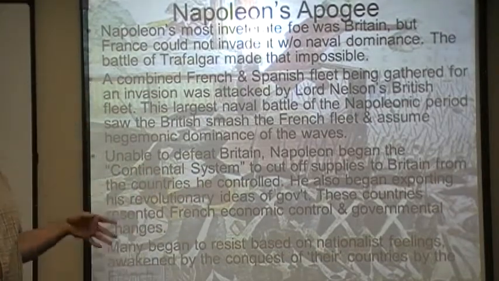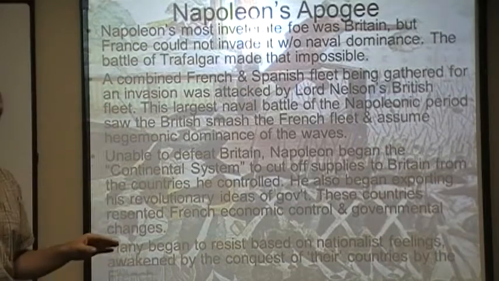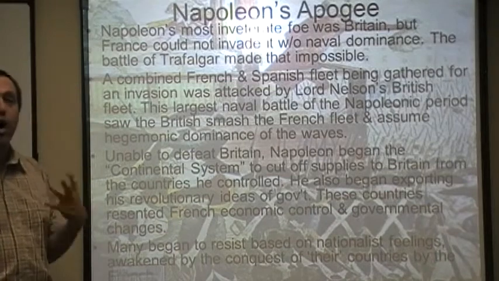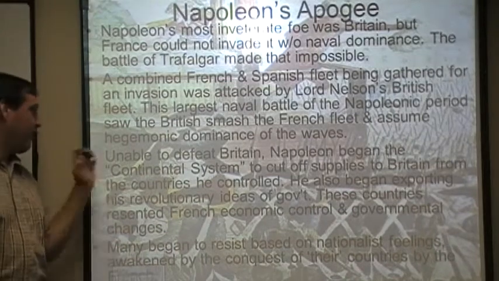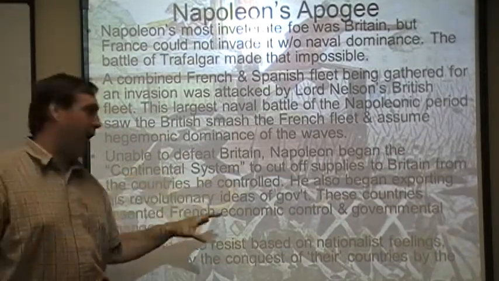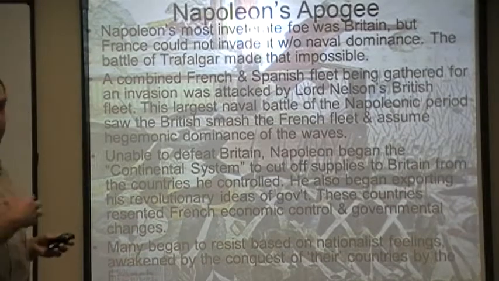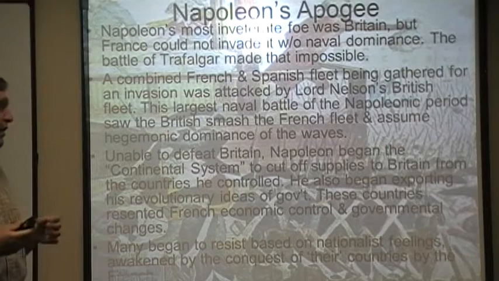Napoleon realizes that he can't use direct military action. He can use some other method. In this case, it's going to be economic action. He institutes what he calls the Continental System in order to try to cut off supplies to Britain from the other countries that he controls around Europe. He's particularly interested in cutting off the flow of goods to Britain that they can use for their navy.